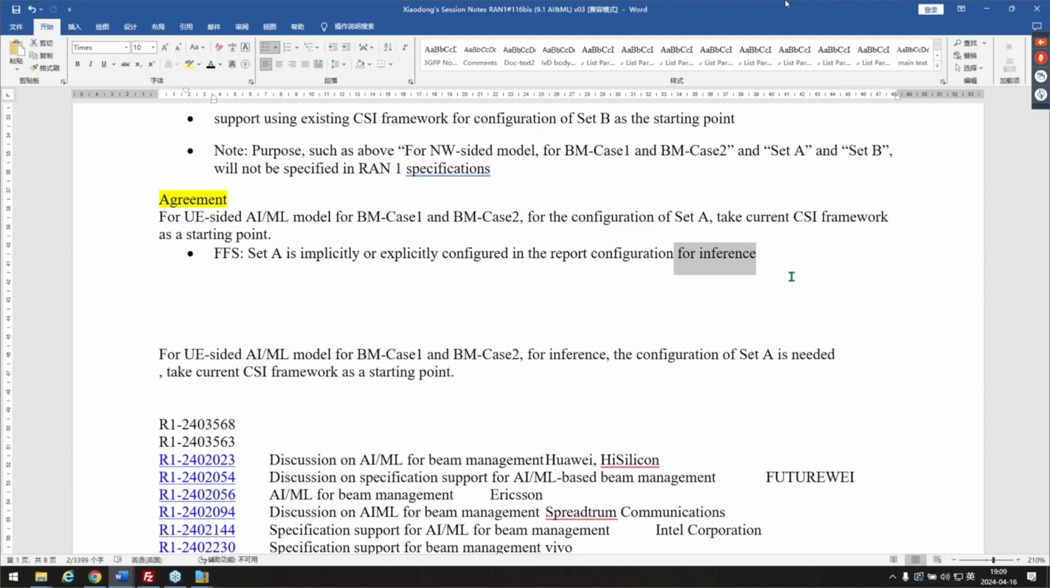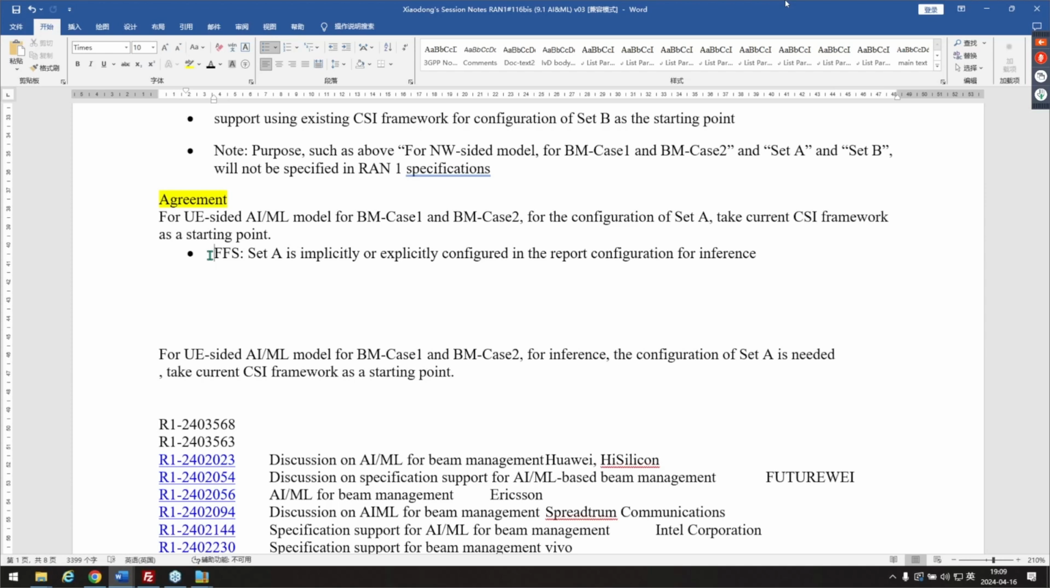When you say CSI, it's a big scope. How exactly we use, let's say, data collection for UE side, monitoring of a UE sided model, those things I don't see from this. Okay, maybe we can say support configuration of set A as the main bullet, and then take the current CSI as a starting point as a sub bullet, and then add a sub bullet of FFS if that resolves your concern. But when we say current CSI framework, it's a significantly vast framework. We don't know what exactly we are talking about.